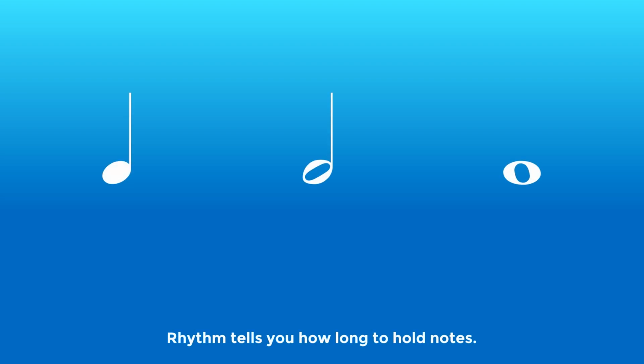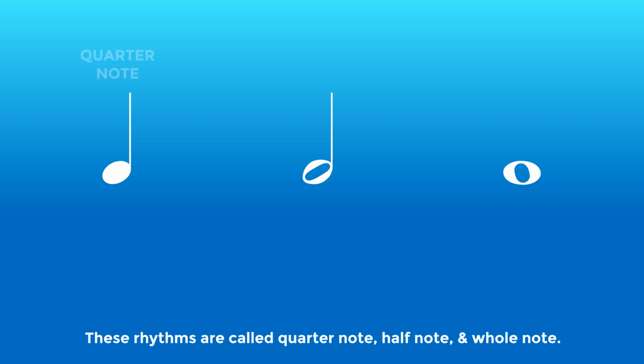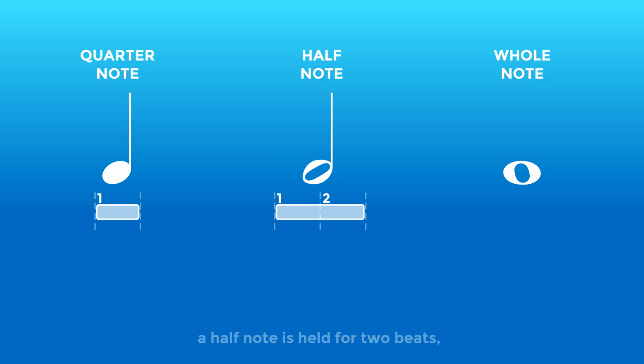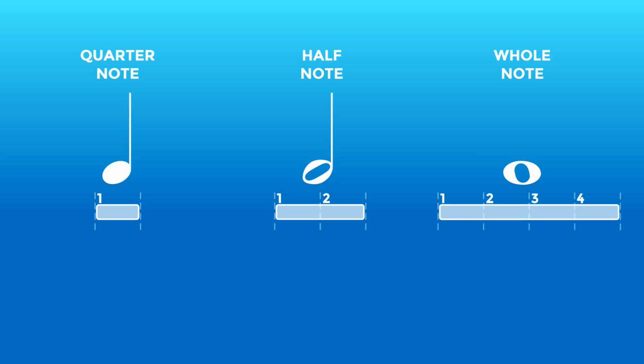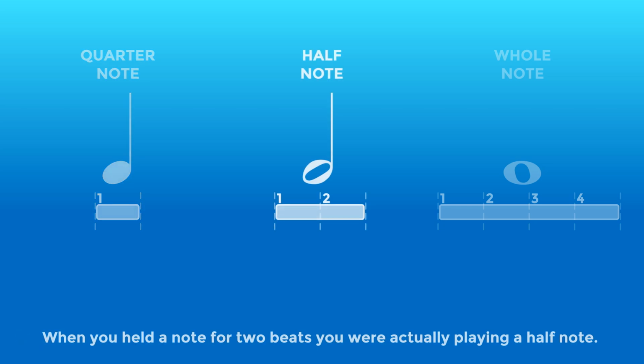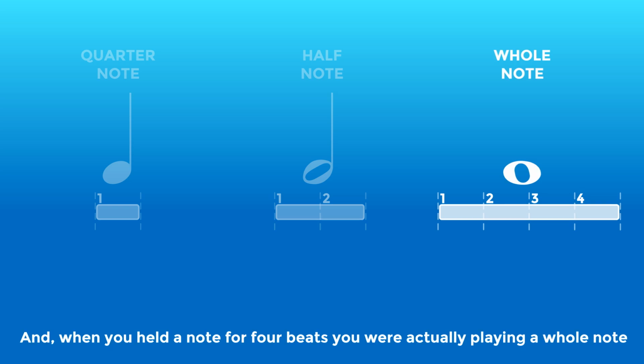Rhythm tells you how long to hold notes. These rhythms are called quarter note, half note, and whole note. For now, a quarter note is held for 1 beat. A half note is held for 2 beats, and a whole note is held for 4 beats. So, when you held a note for 1 beat, you were actually playing a quarter note. When you held a note for 2 beats, you were actually playing a half note. And when you held a note for 4 beats, you were actually playing a whole note.